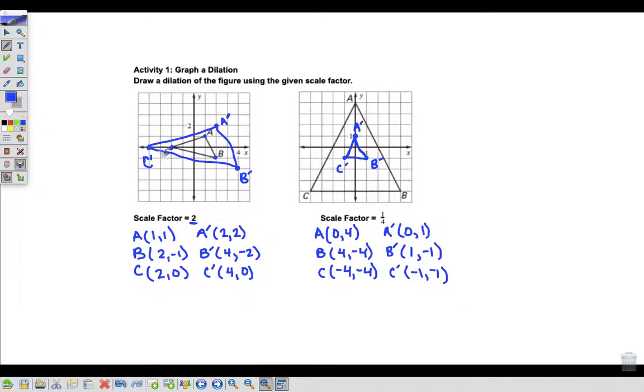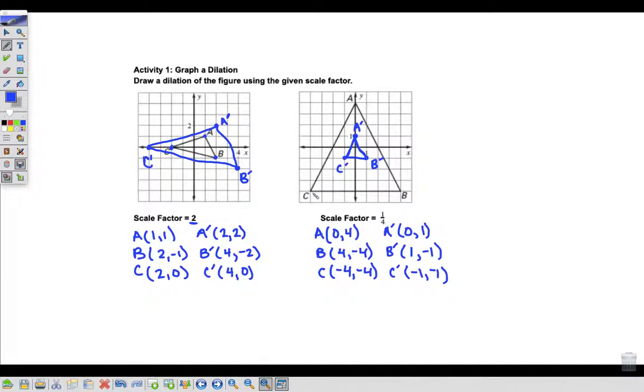But if I'm going to multiply by a number greater than 1, my values are going to get greater, so that means it will be enlarged. It will be an enlargement dilation. If it's less than 1, it means my values are going to get smaller, so then it will result in a reduction.